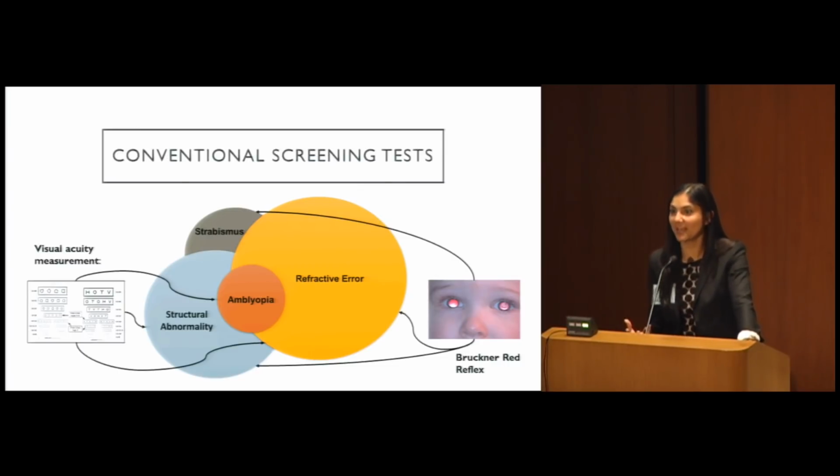Our conventional screening tests that are very easy to do and are readily available and cheap because we have this equipment already in our clinics are vision testing with optotype acuity, and then something that's called a red reflex test with the direct ophthalmoscope. That's the Bruckner red reflex test. And these can look for all 3 of these different components that can result in amblyopia.